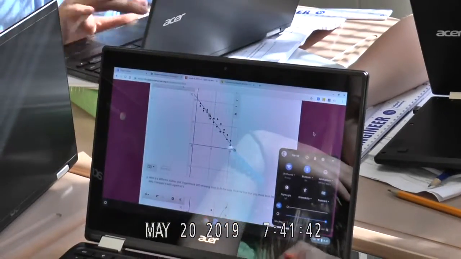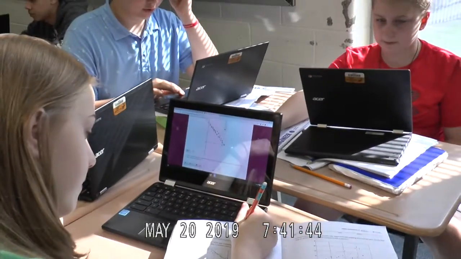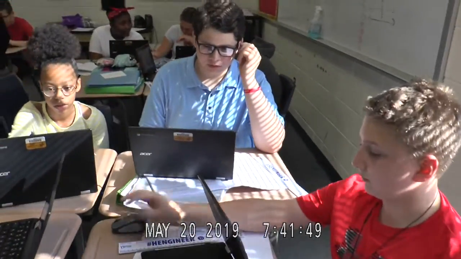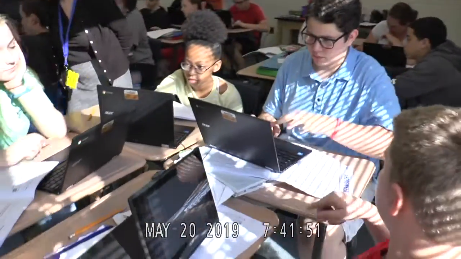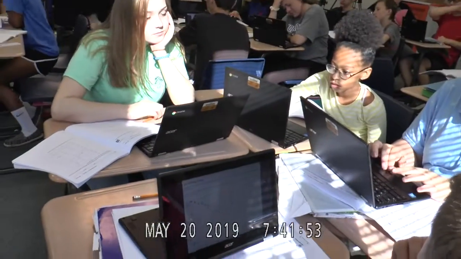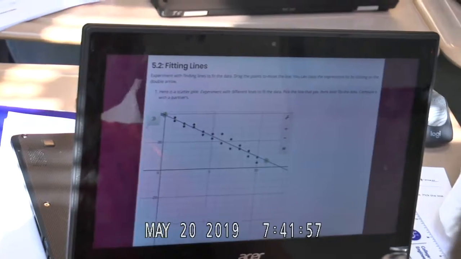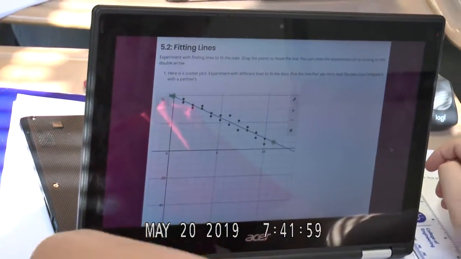What's the date? It's the 20th. Yeah, it's the 20th, correct? If you put your cursor over the clock, it'll tell you which day it is.